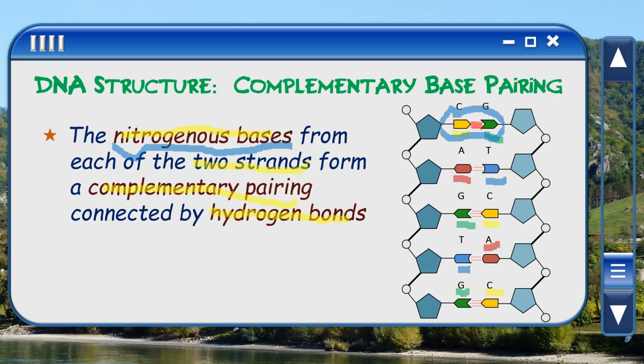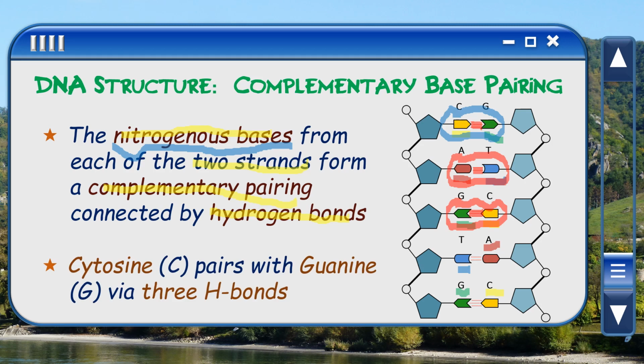Now, when you come to adenine, adenine also pairs up with thymine, and they are pairing using the hydrogen bonds in the middle. Then when you come to guanine, guanine is pairing up with cytosine. Those bases are joined by hydrogen bonds in between them. So that's what we are saying, that they form a complementary pairing, and the hydrogen bonds connect them.